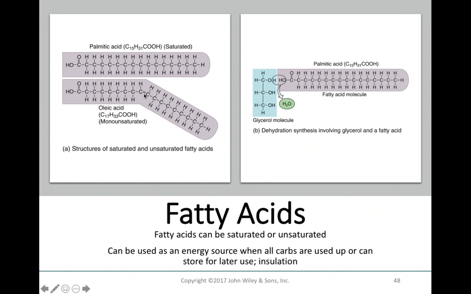So unsaturated fatty acids tend to be liquids at room temperature. So things like your olive oil or your different types of oils that you'll find in the kitchen, those are different unsaturated fatty acids. While something such as butter is going to contain lots of saturated fatty acids, because butter is a solid at room temperature.